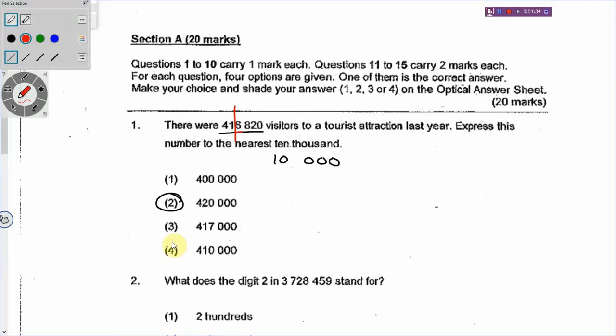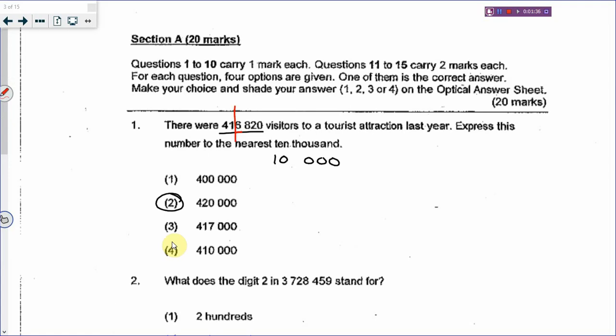Is it 5 and bigger? Yes. So if it's 5 and bigger, I will add 1 on the next digit. So I will get 420. Alright, so my nearest 10,000 will be 420 thousands. Alright, so 420,000. So answer number 2. So that's how you round off to the nearest 10,000. You look at how many zeros, and then that will be how many digits. And once you know how many digits, you just draw a line, alright, to cut off, to show the number of digits.